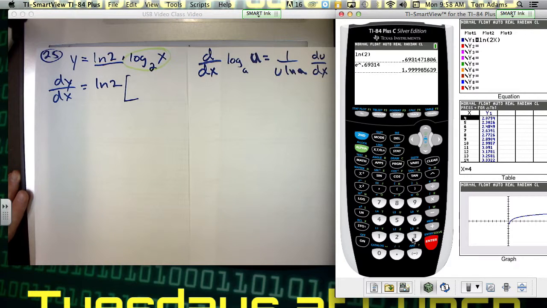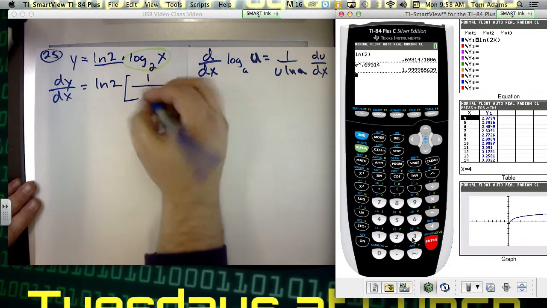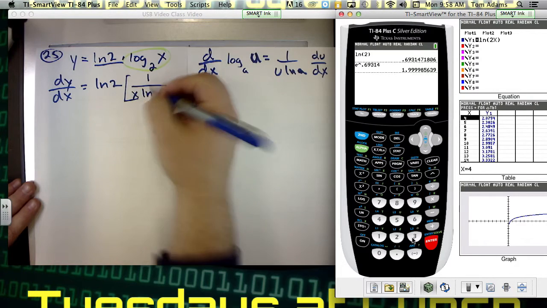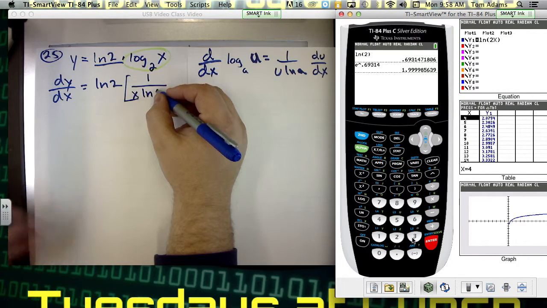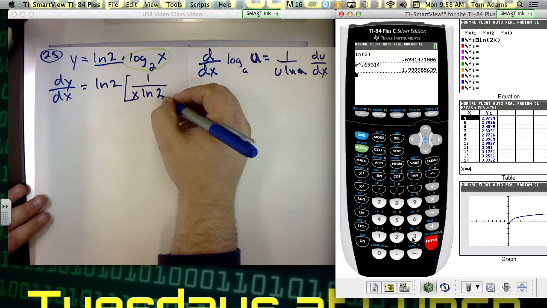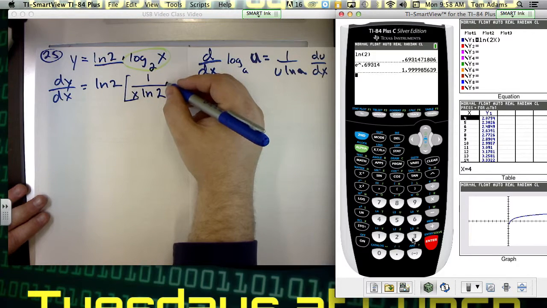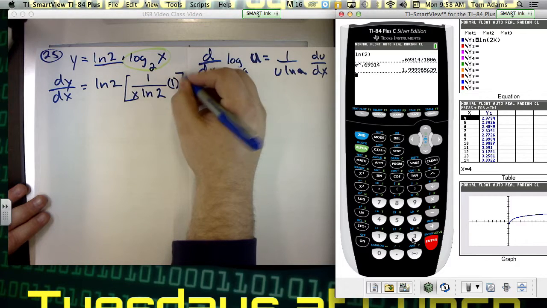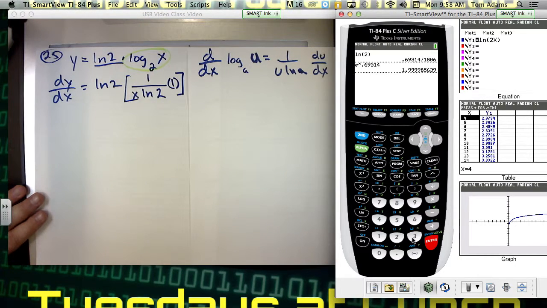And so I've got 1 over u, which is the stuff, which is x in this case, times the natural log of the base, which is a, which is 2. And then the derivative of x is just 1. Does that make sense? Okay.